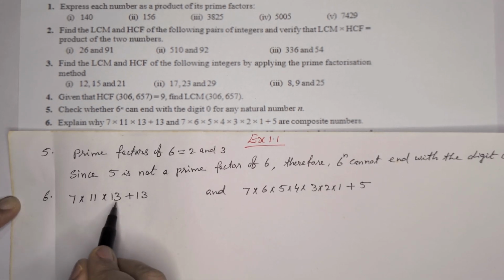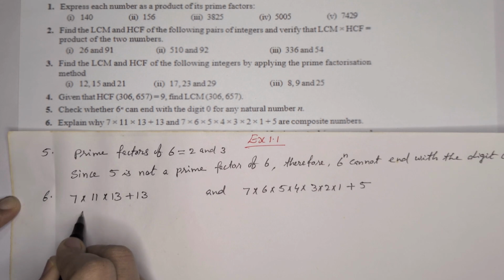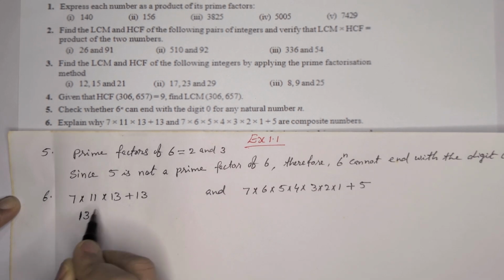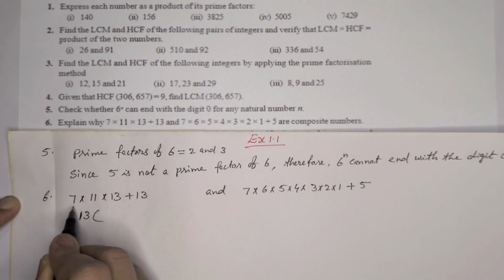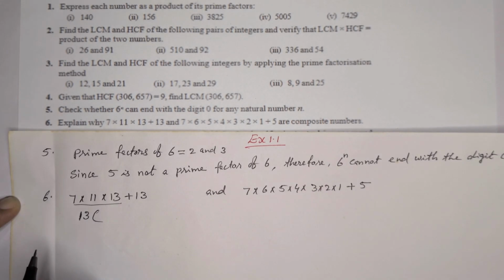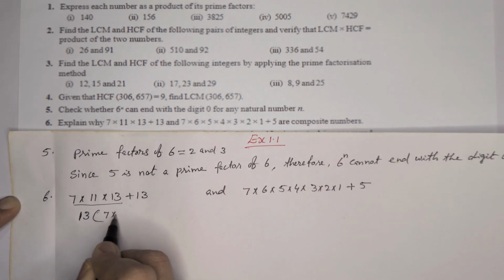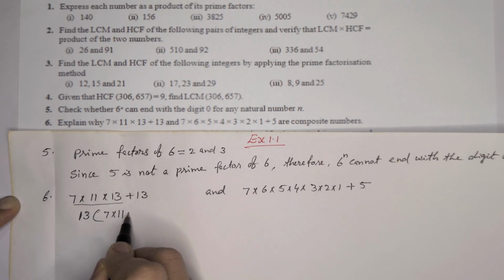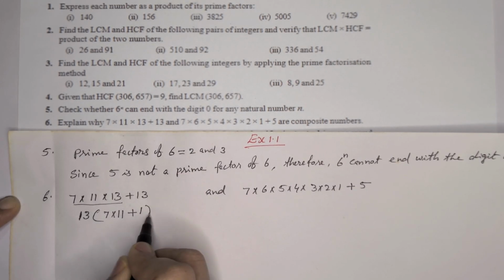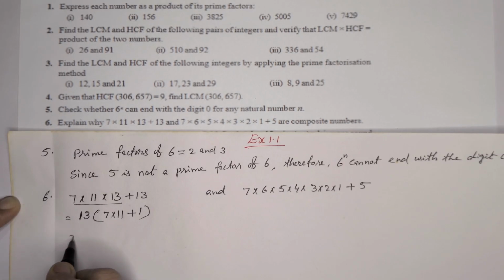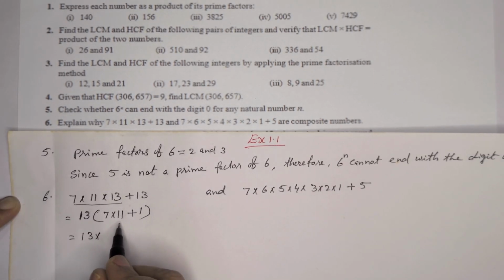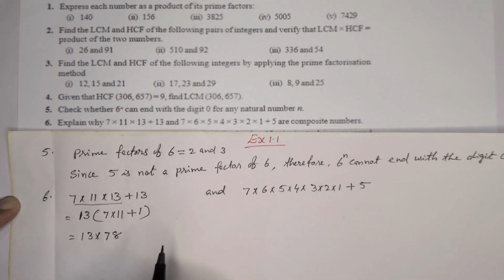From these two terms we can take 13 as common. If we are taking 13 as common from the first term, that means till here we are considering as a single term. It's a product. So 7 into 11 is remaining, plus this 13 is taken out, then 1 only is there. Which means 13 into 7 into 11, that is 77 plus 1, 78.